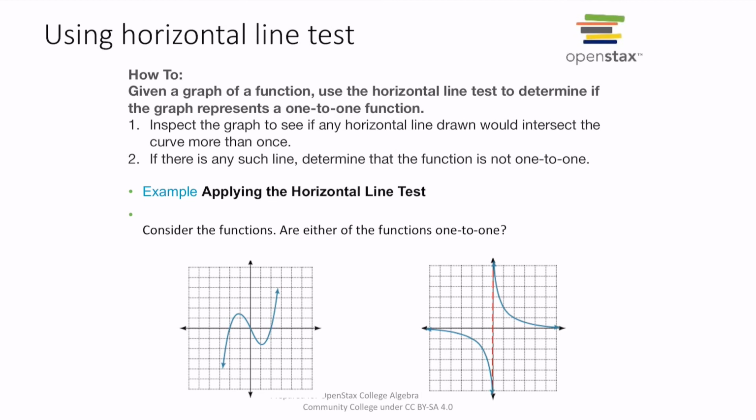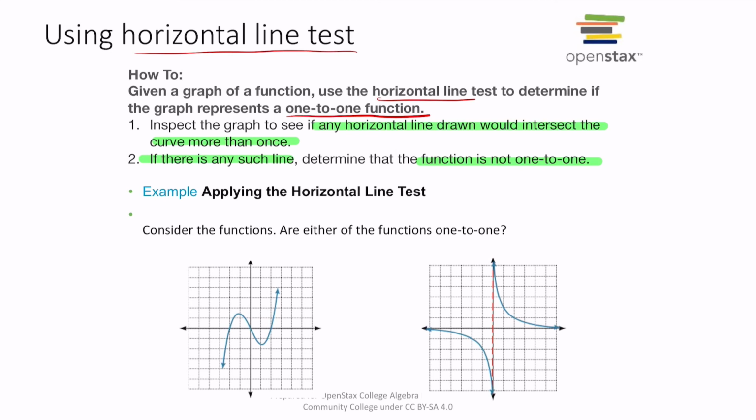So the next one is the horizontal line test. Once you do the vertical line test and you are sure that a given graph is a function, we can use the horizontal line test to determine if a graph represents a one-to-one function. So inspect the graph to see if any horizontal line drawn would intersect the curve more than once. If there is such a line, then that function is not one-to-one. If it cuts the graph at only one point, then that is a one-to-one function.